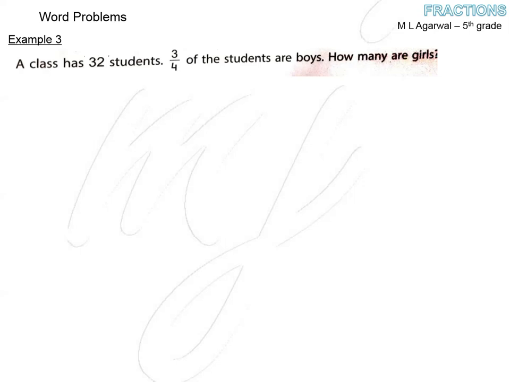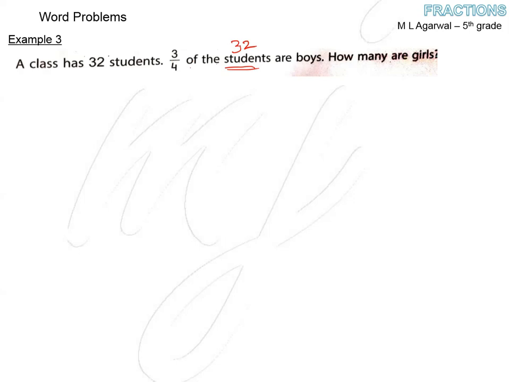Now, the next question is, a class has 32 students. 3 upon 4 of the students are boys. How many are girls? This can be solved in 2 ways, 3 ways, whatever. So let's try to solve it. Okay. So I have 32 students total in my class. Now the question, read the question very carefully. They are saying 3/4 of the students. So instead of students, I can say 32 here straight away. Correct? Because I have 32 students.